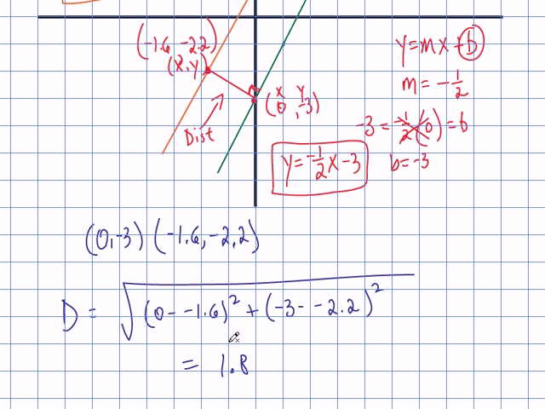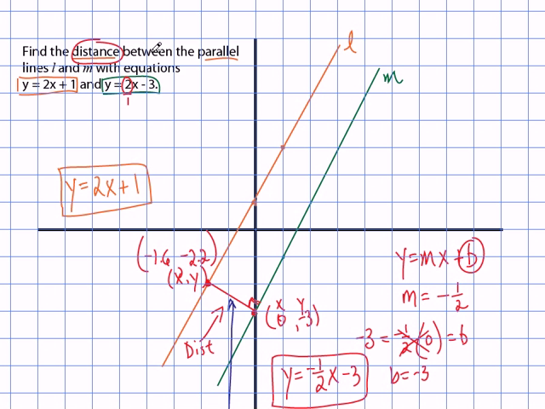So what in the world is that? What did we just find? We found the distance of that little red segment right there. It's 1.8 units. That's how long that line is, and that's what they are asking you to do. They are asking you to find the distance between the parallel lines. Now that distance will be the exact same distance as anywhere along this line. It's going to be the same exact distance.